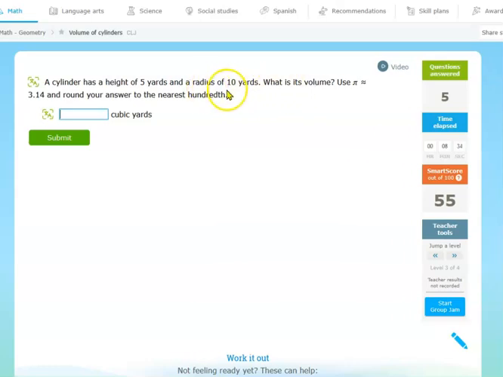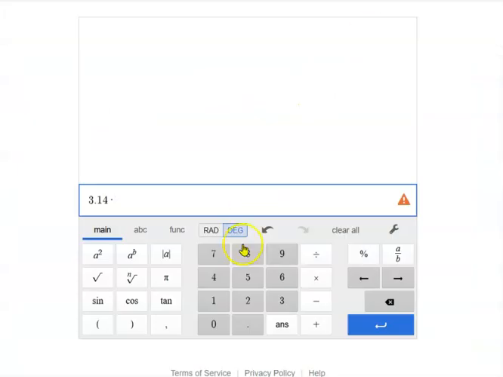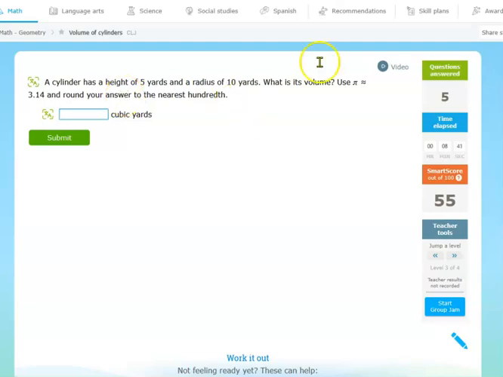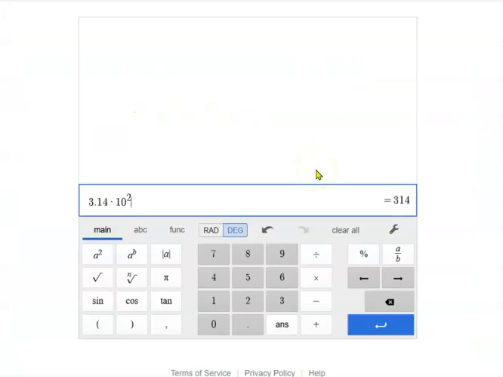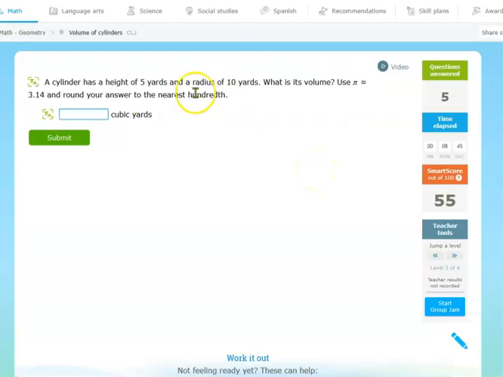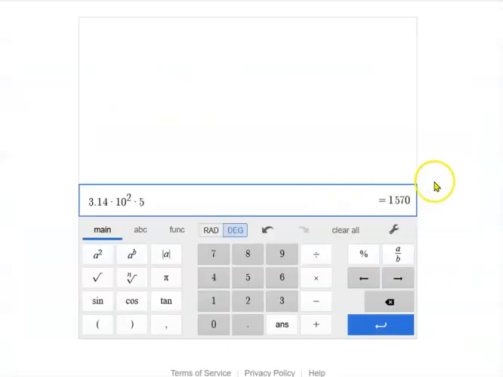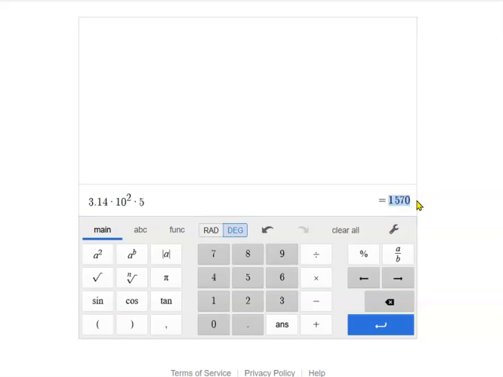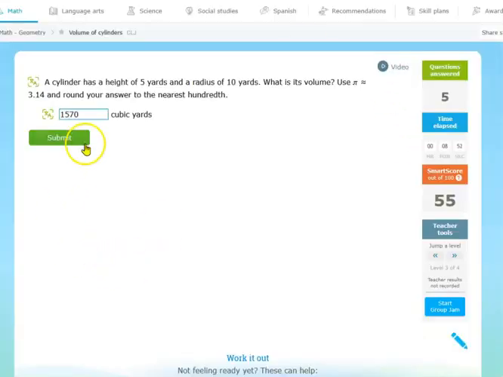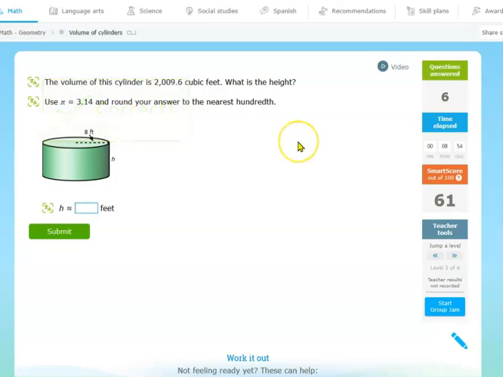Okay, so our radius is 10. So 3.14 times 10 squared, plus, or sorry, not plus, whoops, times the height. And then the height is just 5. Okay, our answer is 1,570. Let's go put that in. Maybe we even have time for one more after this. Oh, cool. This is another one where they are asking us to find the height.